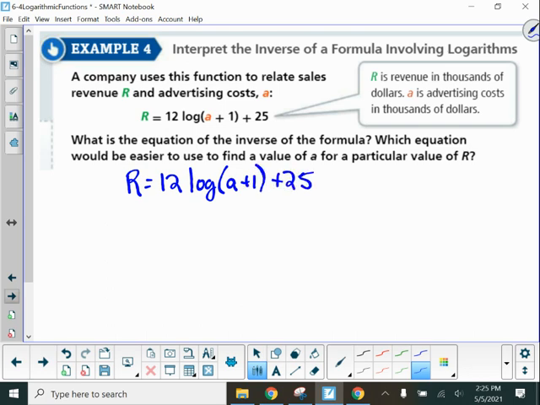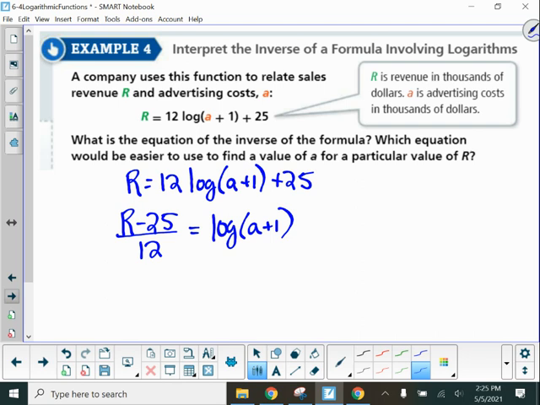I want to subtract the 25 first, because I do need to get this logarithm by itself. So I'm going to subtract the 25, and I'm also going to divide by 12. I'm just going to go ahead and do both of those things now so that I have them. Now I'm going to change this from a logarithm to an exponential.